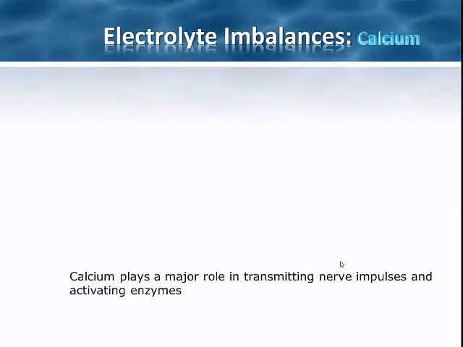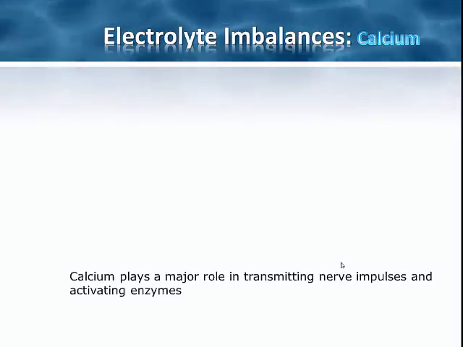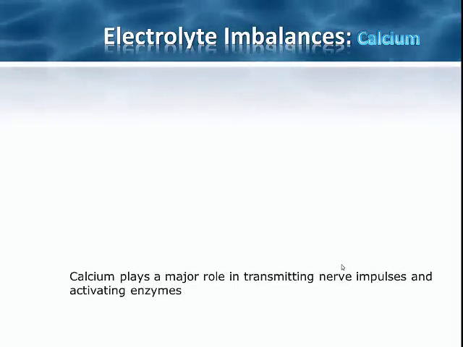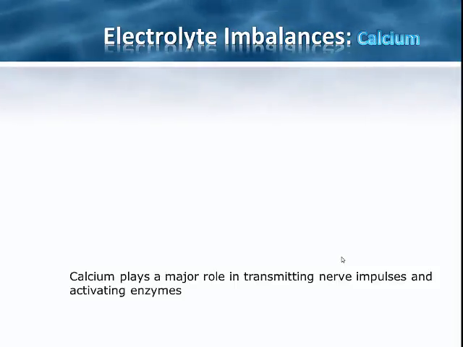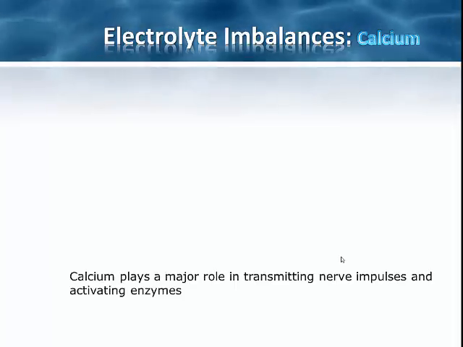So for the other electrolyte imbalances, we're going to go through the major differences of them. Sodium, potassium are the most common that you will see. One of the other ones would be electrolyte imbalances with calcium. Calcium plays a major role in transmitting nerve impulses and activating enzymes. So if you think of calcium, think of nerves and muscles.